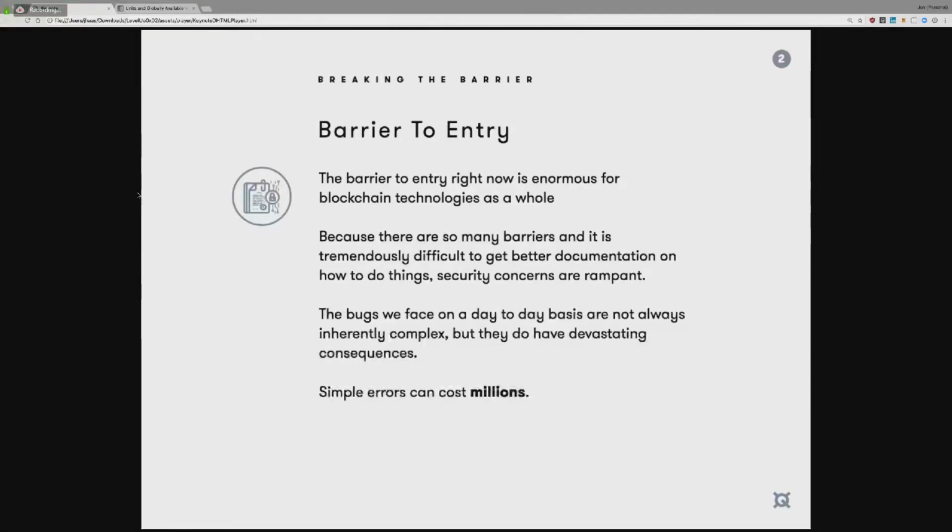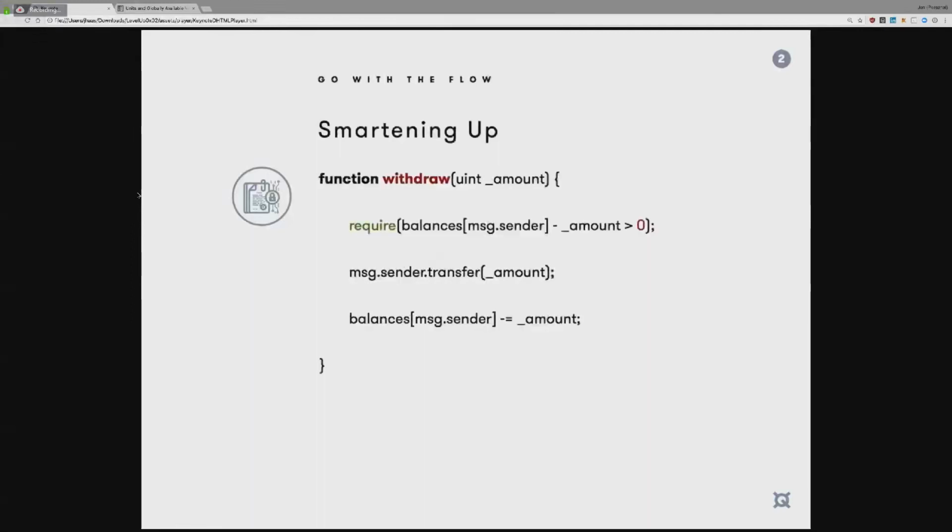The bugs we face on a day-to-day basis, though, aren't complex. And while simple errors can cost millions, for the most part, the big vulnerabilities we're going to be seeing aren't super difficult. We're not looking at things like cross-site request forgery, or XXE. We're not looking at any crazy esoteric vulnerabilities in which you're going to have to do some rerouting of how the compiler works. It's fairly simple.